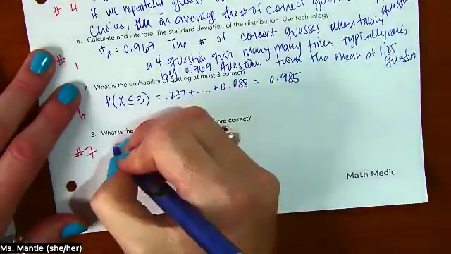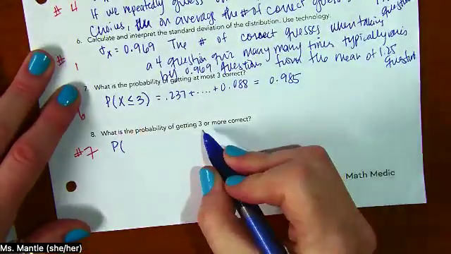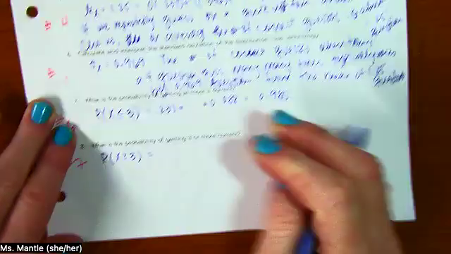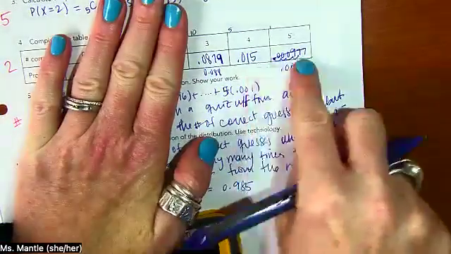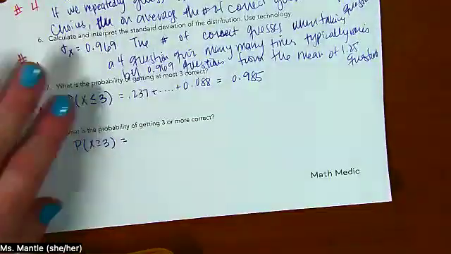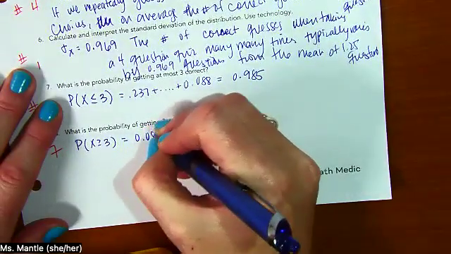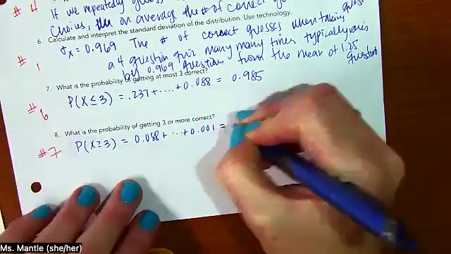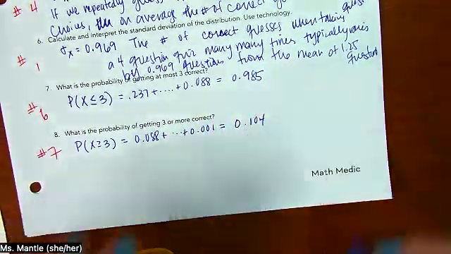And for the next one, the probability of getting 3 or more correct, X greater than or equal to 3, well, that means that we're just counting or adding these 3 values together. So 0.088 plus dot dot dot plus 0.001 is 0.104.